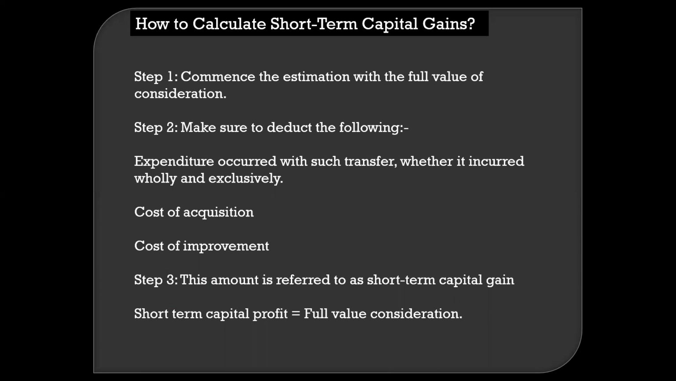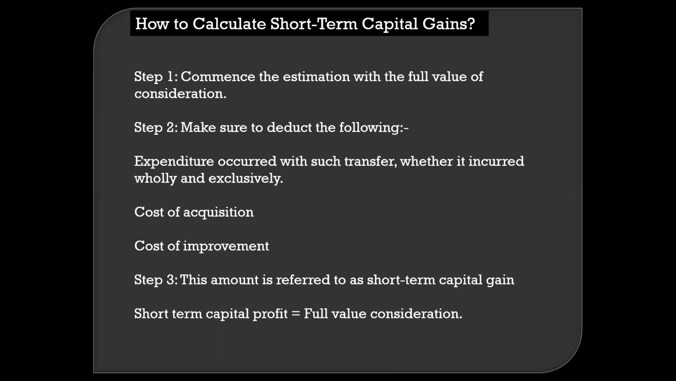Capital gains are chargeable to tax in the year of transfer, even if no consideration has been received. The second term is cost of acquisition. The value for which the capital asset was acquired by the seller is the cost of acquisition. The third term is cost of improvement. Expenses of a capital nature incurred in making any additions or alterations to the capital asset by the seller is cost of improvement.